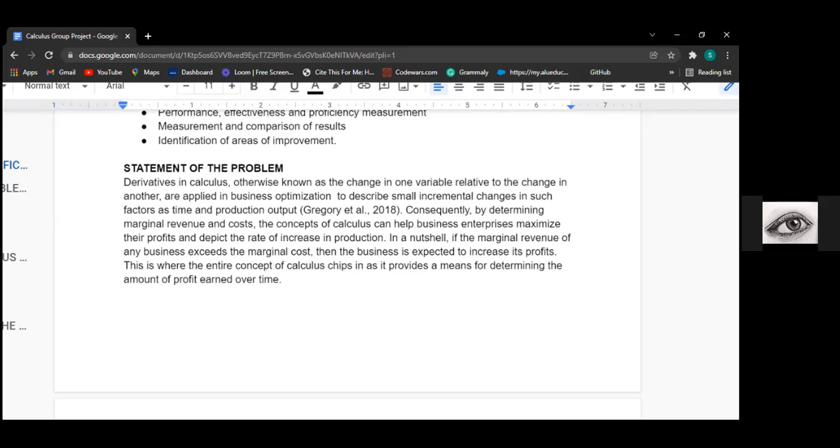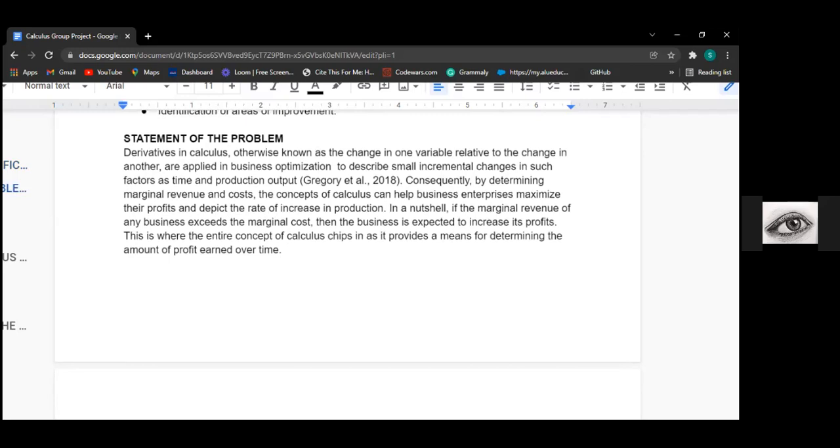Now, derivatives in calculus, otherwise known as change in one variable relative to change in another, are applied in business optimization to describe small increment changes in factors such as time and production. So basically, by determining marginal revenue and cost, the concept of calculus can help business enterprises maximize their profits and depict the rate of increase in production. In summary, if the marginal revenue of any business exceeds the marginal cost, then the business is expected to increase its profits. And that is where the entire concept of calculus comes in business optimization.